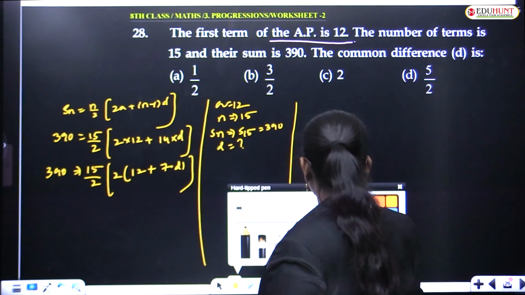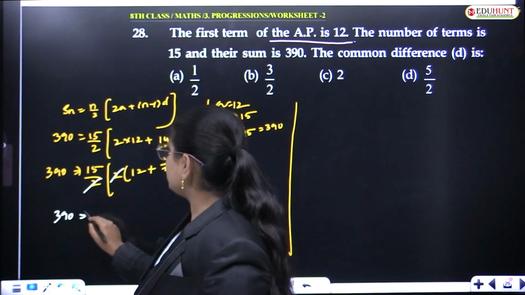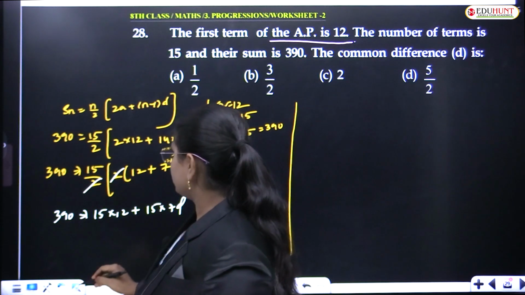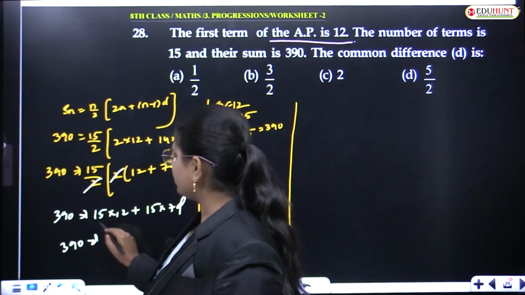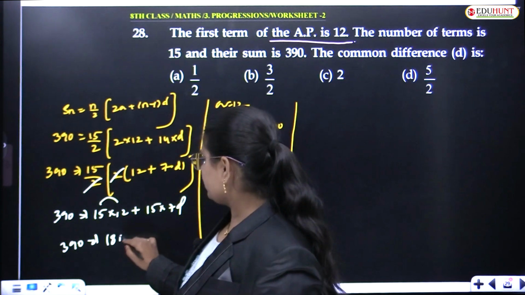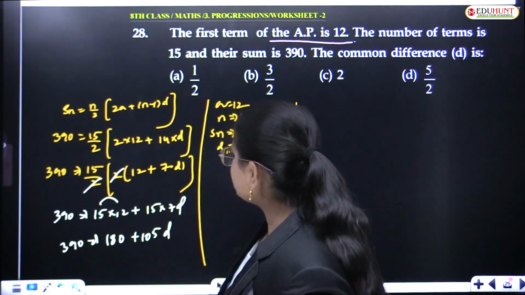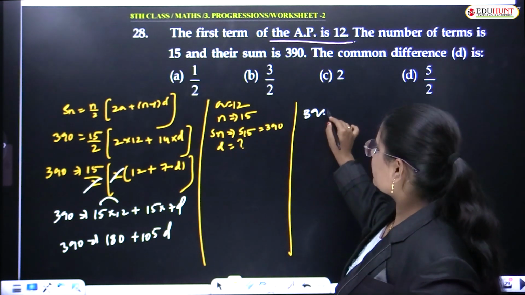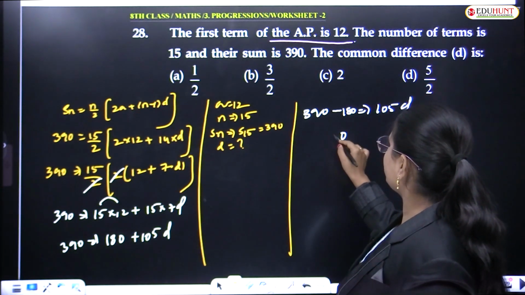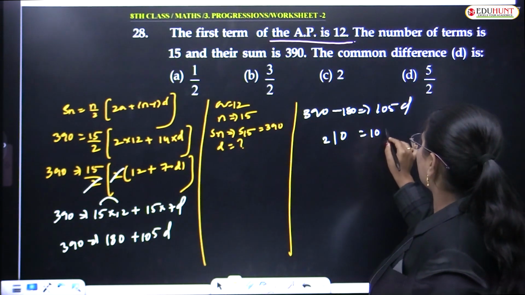Cancel 2 and 2. What will be left over? 390 is equal to 15 into 12 plus 15 into 7d. Correct? 15 12s is how much? 15 12s is 180 and 15 into 7 is 105d. So what is 390 minus 180? Transfer 180 to that side. It will become 105d. 0, 9 minus 8 is 1, 3 minus 1 is 2. So 210 is equal to 105d.